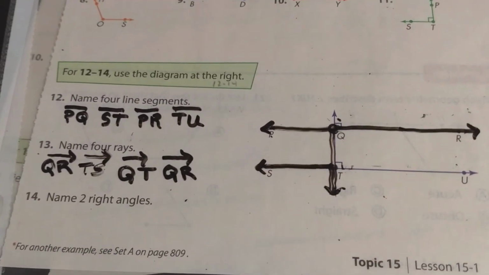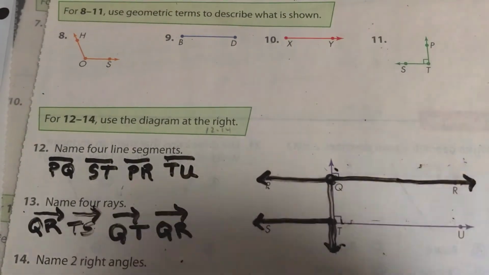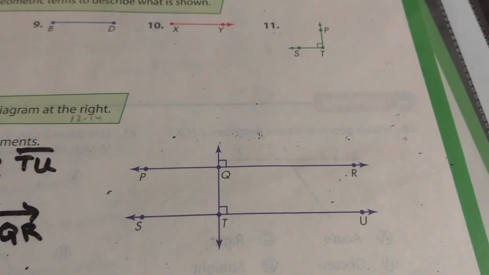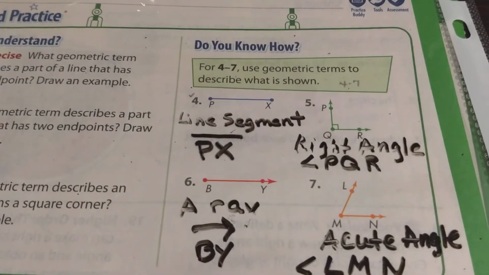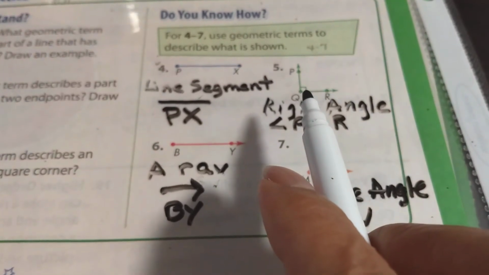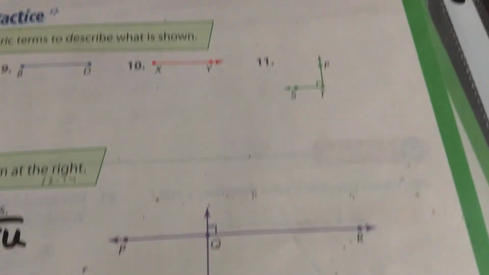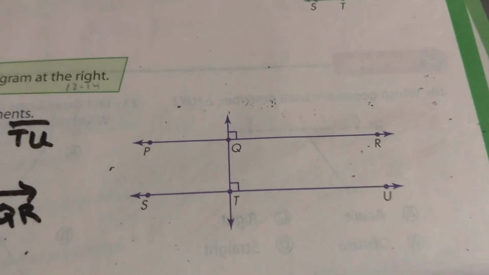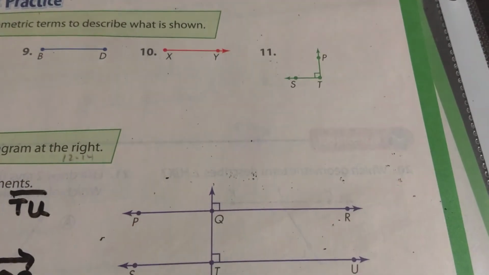Let's continue. Name 2 right angles. Now, remember, let's see what a right angle looks like first. There's a right angle. It forms a what? It forms a square, doesn't it? Okay? So, let's look at our picture at what forms a square. We only need to name 2 of them. And I see 2 right here already.